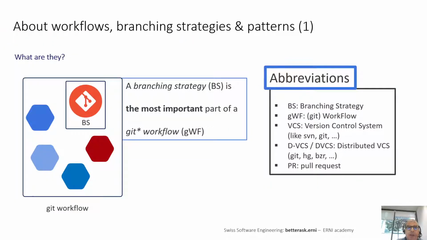Last week we defined what the branching strategies are, what the Git workflows are, and the branching patterns. The branching strategy is the most important part of a Git workflow. It can maybe be the only one, but it's one of the components of what is called a Git workflow.